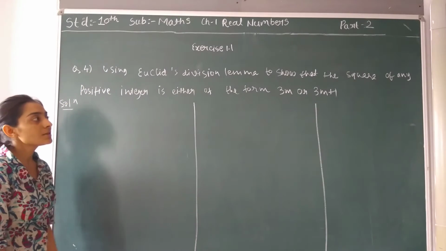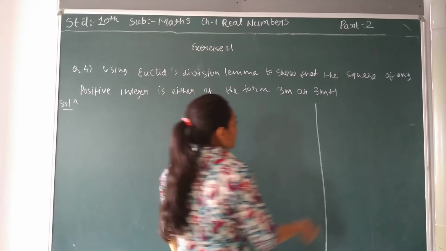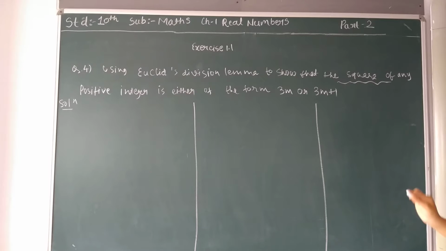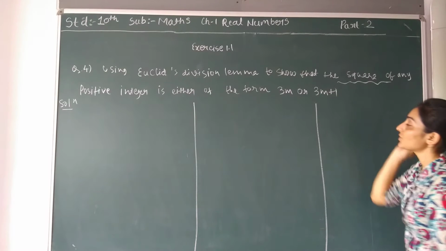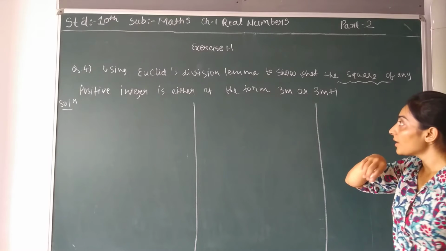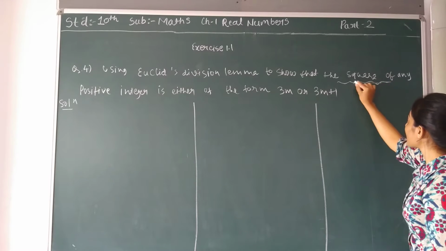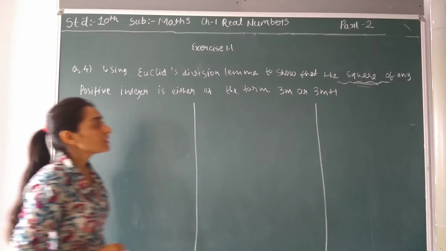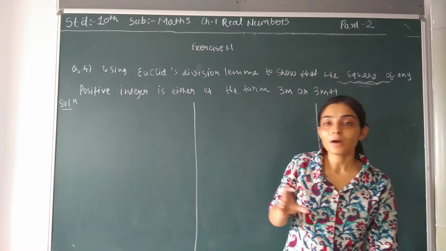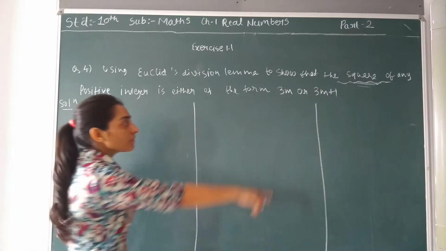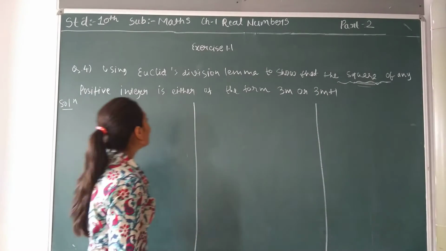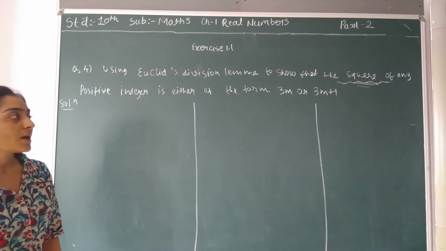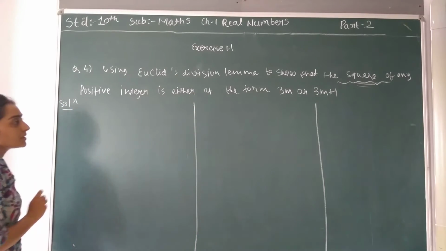Using the Euclid division lemma, show that the square of any positive integer is either of the form 3m or 3m plus 1. So here what we are asked about is a square, the square of any number. In an earlier class we saw that we have to show that an odd number is in some form only. Here we are asked to show that the square of any positive integer is of this form, either 3m or 3m plus 1. So let's take the solution.